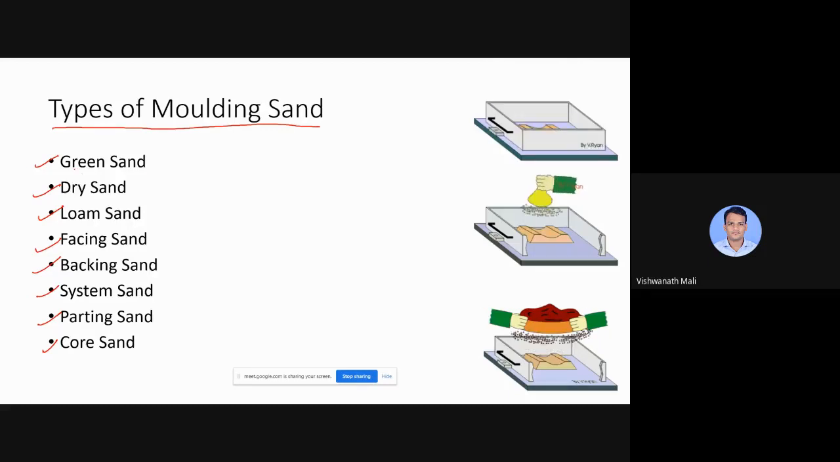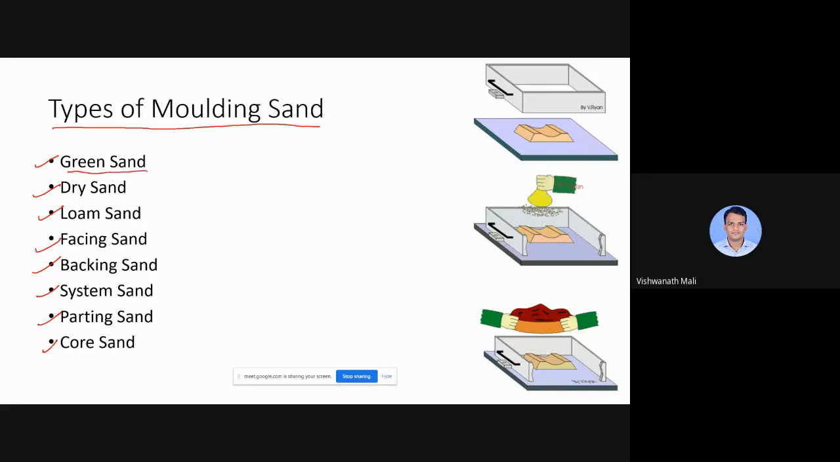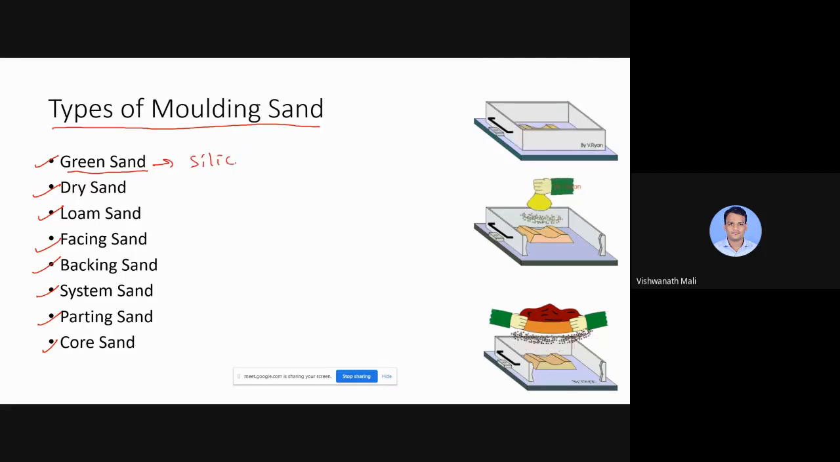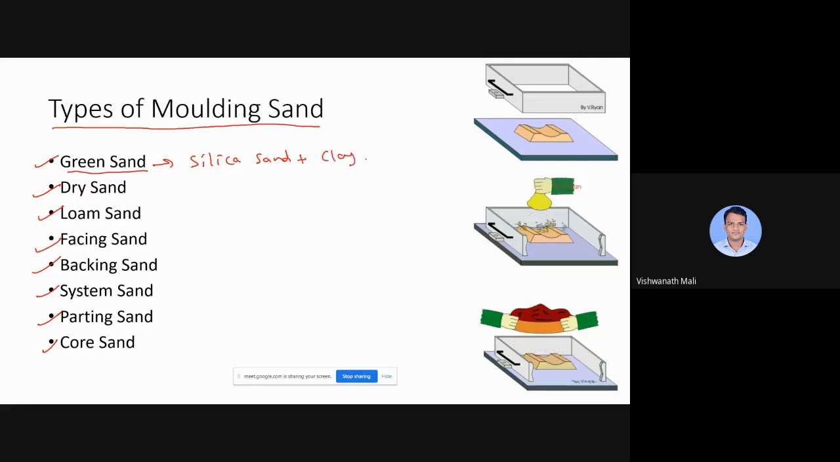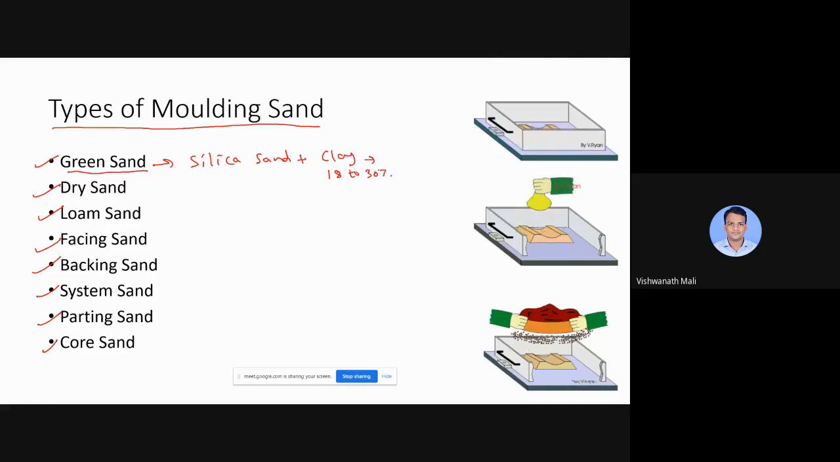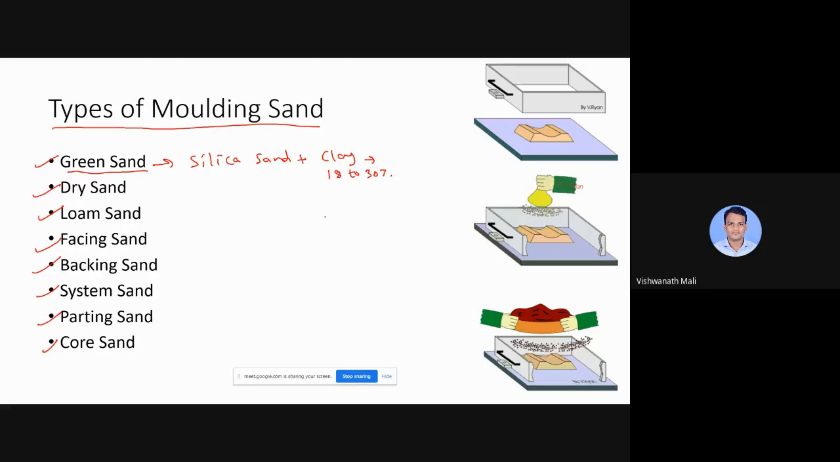So first is green sand. What is green sand? It is a mixture of silica sand and clay. What is the percentage of clay here? It is nearly about 18 to 30% clay. So you can find the difference between silica sand and clay.